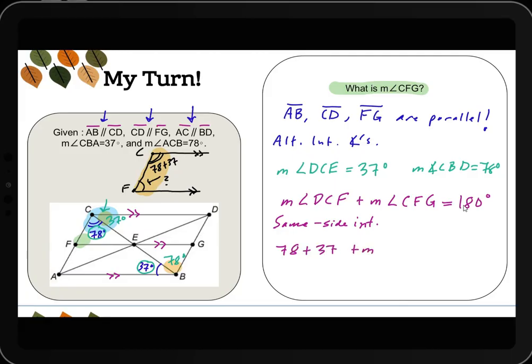So now I just have an algebraic equation and my variable is the angle I'm looking for. So by adding those together, I get 115 degrees, and I can go ahead and subtract that now from 180 to get the measure of angle CFG. So when I subtract from 180, I now end up with 65 degrees for my answer. So the angle for CFG, the measure of CFG, is 65 degrees.